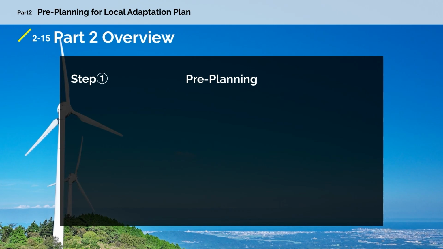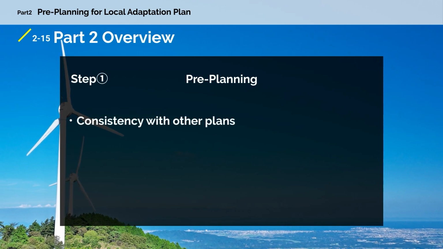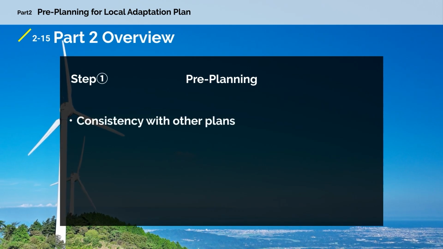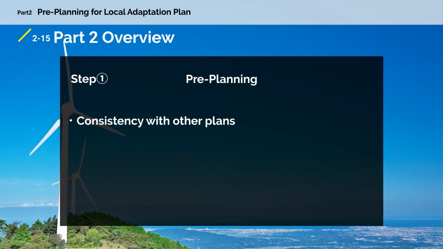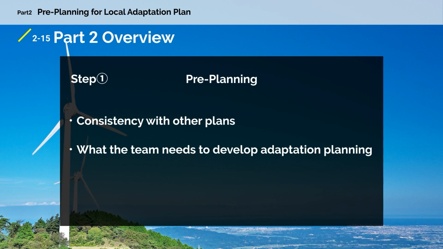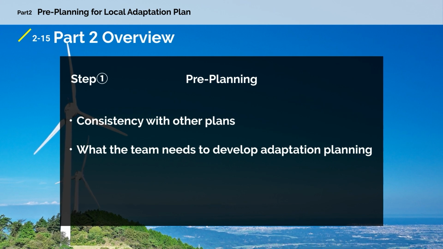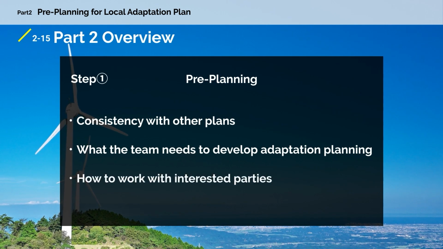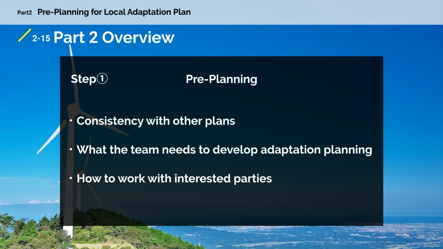Let's now review Part 2. The key in local adaptation pre-planning is to ensure consistency with other sectoral plans. Here, it is important to form an appropriate team for adaptation planning and engage with interested parties, including local residents. These 3 points are what underpin Part 2.